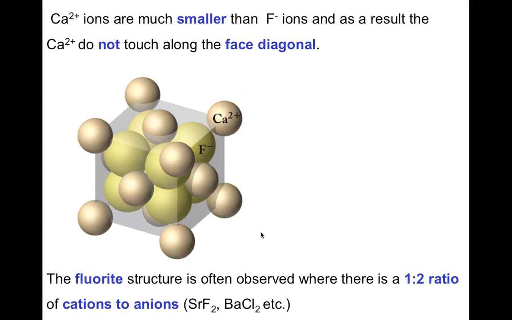Now, it turns out that this is a slightly odd structure. Calcium ions are actually smaller than fluoride ions. So in this structure, the calcium ions, which are in a face-centered cubic array, don't touch along the face diagonal. So these fluoride ions really shouldn't be in those tetrahedral holes. But fluorine is a super electronegative element. It does weird stuff, and we're seeing fluorine doing its weird thing yet again. The take-home message, though, is this fluorite structure is really, really common where we have a 1:2 ratio of cations to anions.